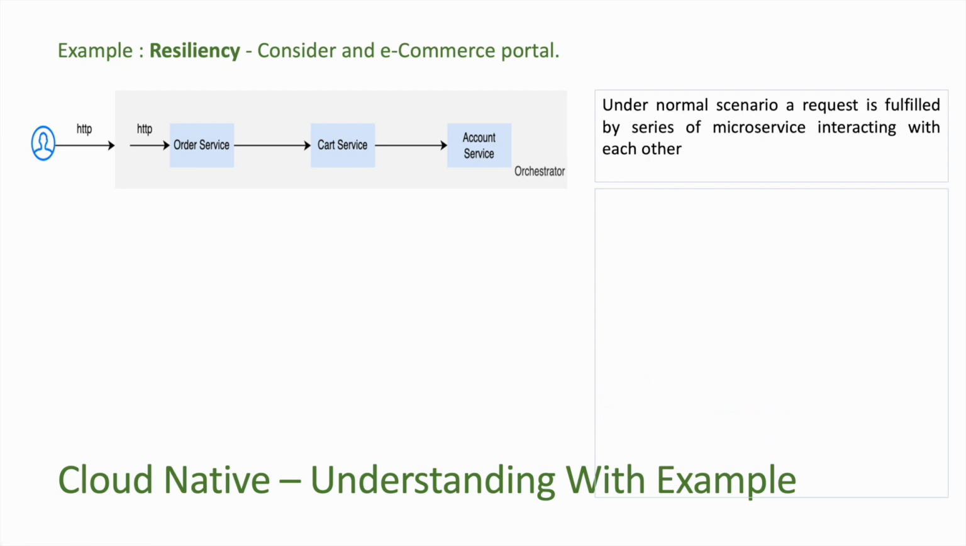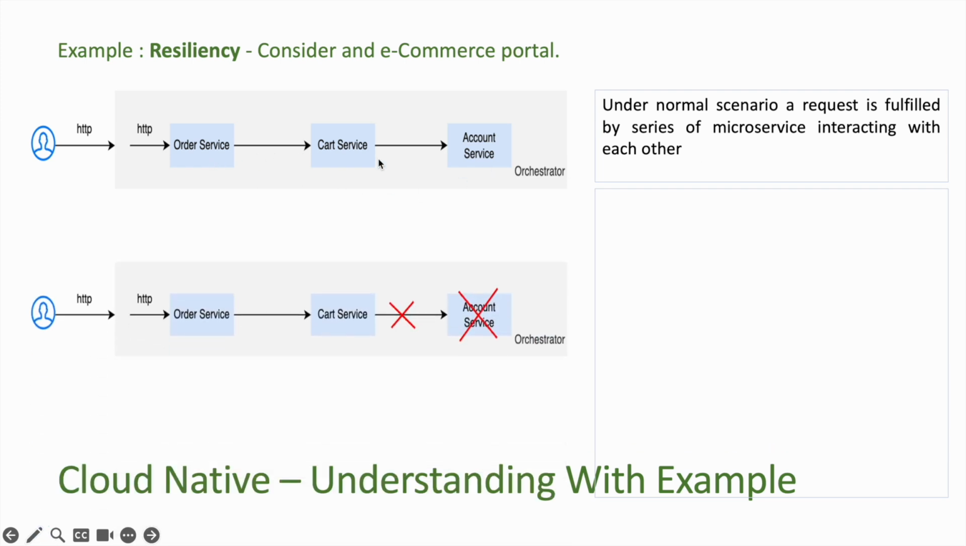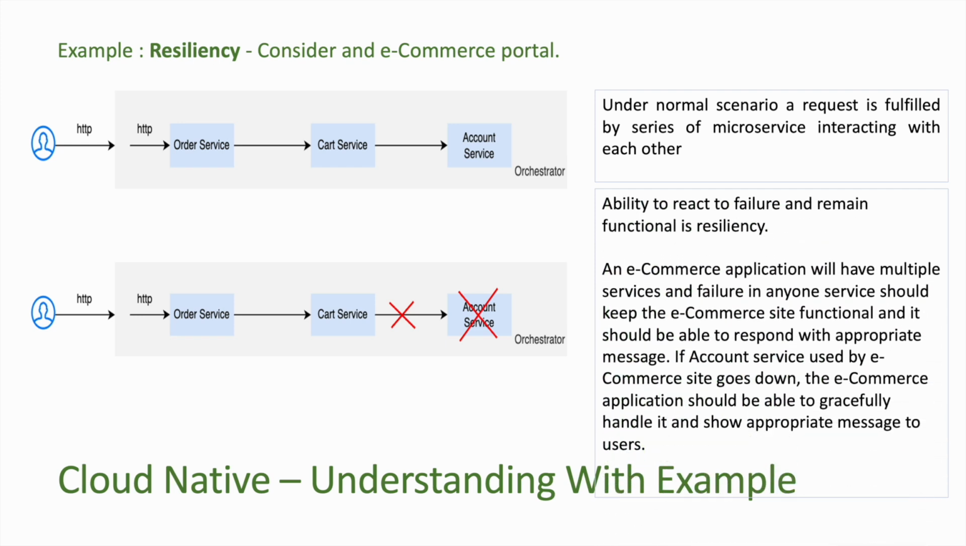Now under normal circumstances, under a normal scenario, a request is fulfilled by a series of microservices interacting with each other. That is what we see over here. Now if one of the services in an application goes down, then the rest of the app services within an application should still be functional and should be able to respond back to the user in an appropriate way with the appropriate message.